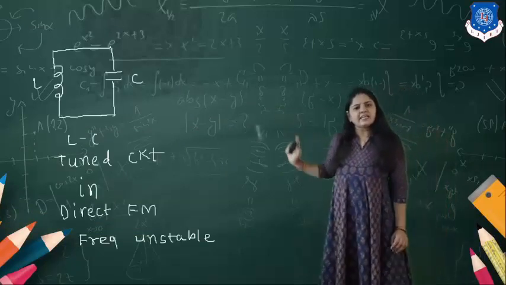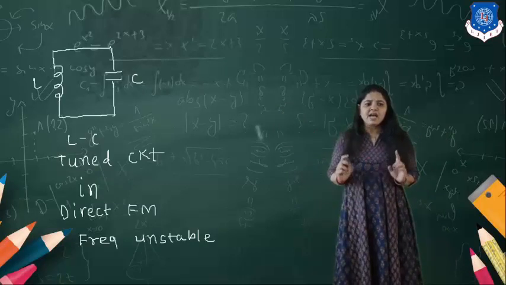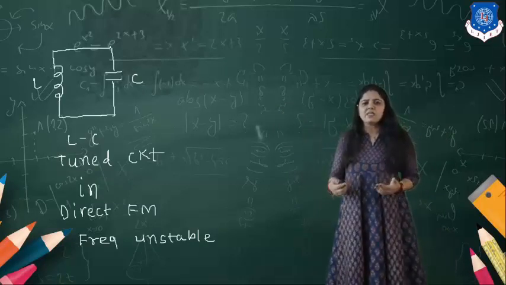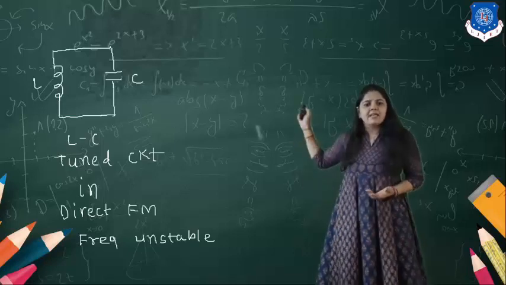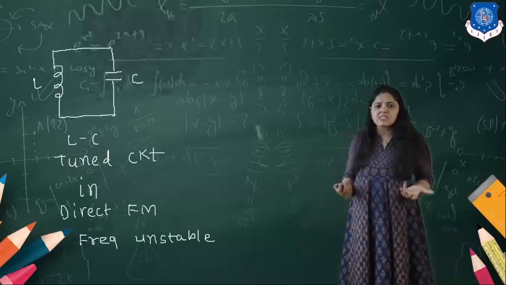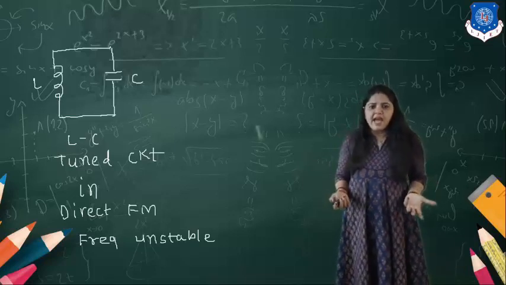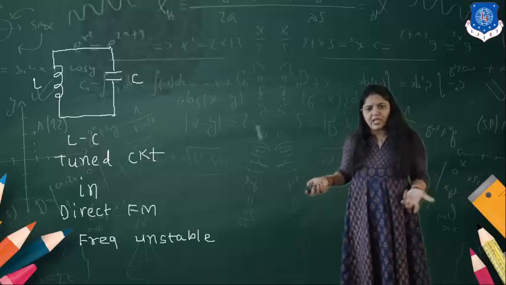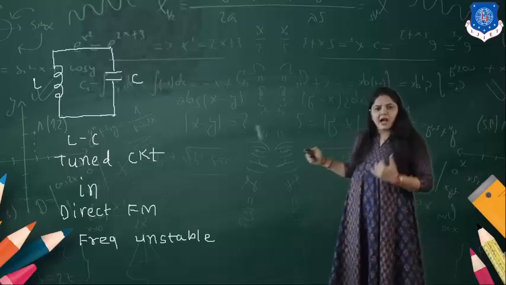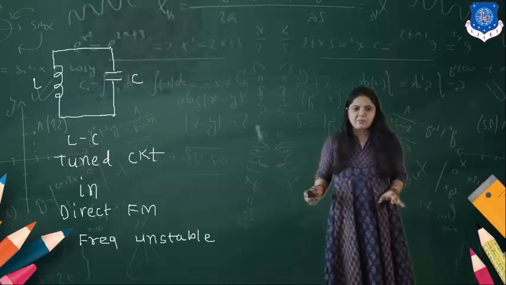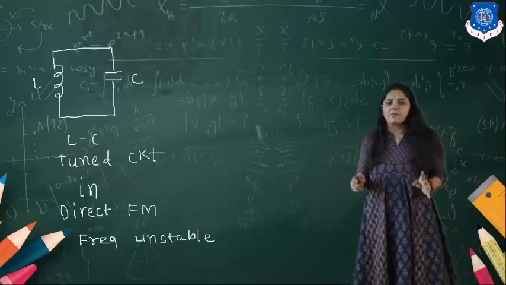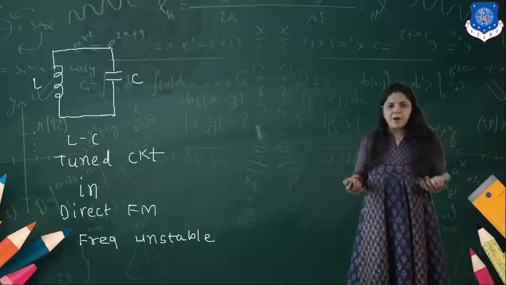So in the direct FM, we were using the LC tank circuit. So we have the reactive parameters like the L and C. By the use of these reactive parameters, we may have a change in the frequency. But the output is not stable. So that is why it may not be used for communication broadcasting purposes.